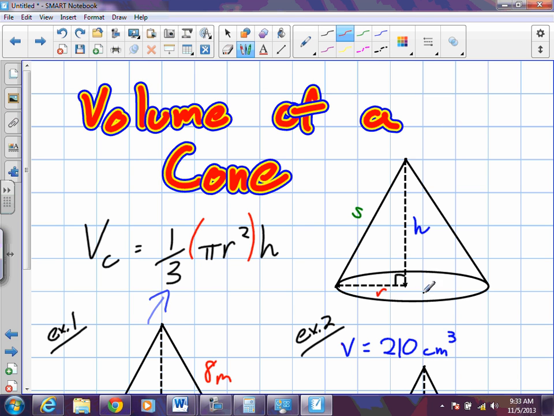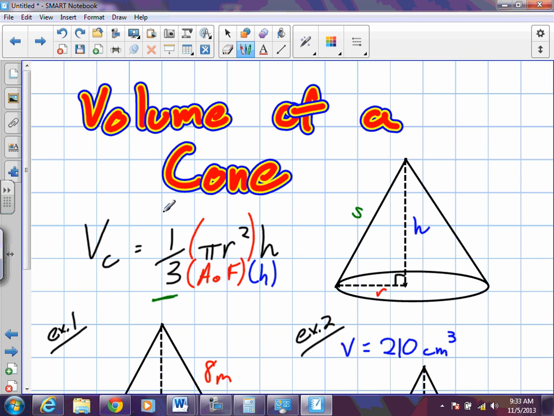This is the area of the face. Pi r squared is the area of the circle at the bottom. So this is the area of the face. We still have our height, and we're still multiplying by 1/3. So this is identical to a pyramid. The only difference is the face we're solving for is a circle rather than a square or a triangle. So as long as we knew the volume of pyramids, we can apply the same information to the volume of a cone and figure out what the formula would be.